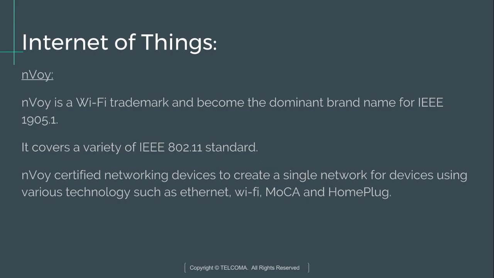The next is Wi-Fi Envoy. Envoy is a Wi-Fi trademark or brand name given to the IEEE 1905.1 standard. It covers a variety of IEEE 802.11 standards and certifies networking devices to create a single network for devices using various technologies such as Ethernet, Wi-Fi, MoCA and HomePlug. So by using these four technologies, we create a single network of devices.